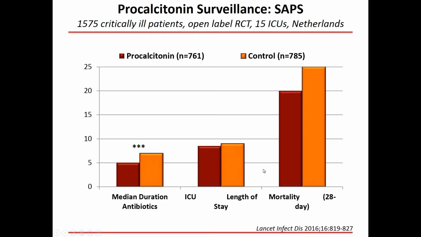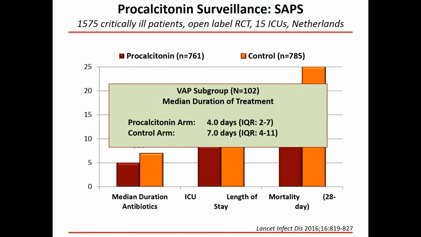And very nicely within this study, they reported on the outcomes in particular for the VAP subgroup. And over here, look at this. Median duration of treatment for the procalcitonin arm was a mere 4 days with an interquartile range of 2 to 7 versus 7 days in the control arm. Again, suggesting that less than 8 days of therapy very well may be possible for patients with VAP. So that's a potential strategy to consider if you want to further decrease your duration of antibiosis.